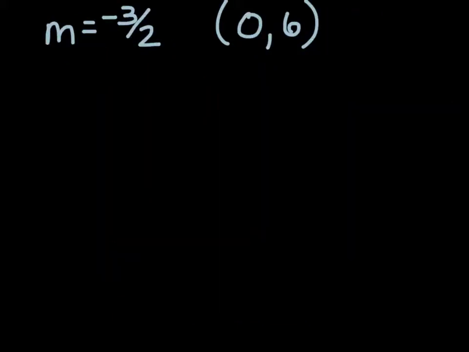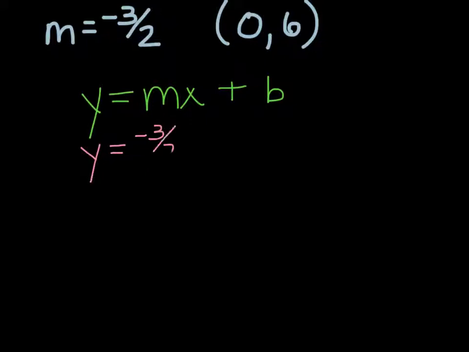Alright, so now this time I'm going to give us the slope and a point, and we want to write the equation. So it's kind of like the other one. We're just going to start by writing y equals mx plus b. And first thing I'm going to do is just plug in the slope. So I have y equals negative 3/2 x plus b, right? Because my slope was negative 3/2.